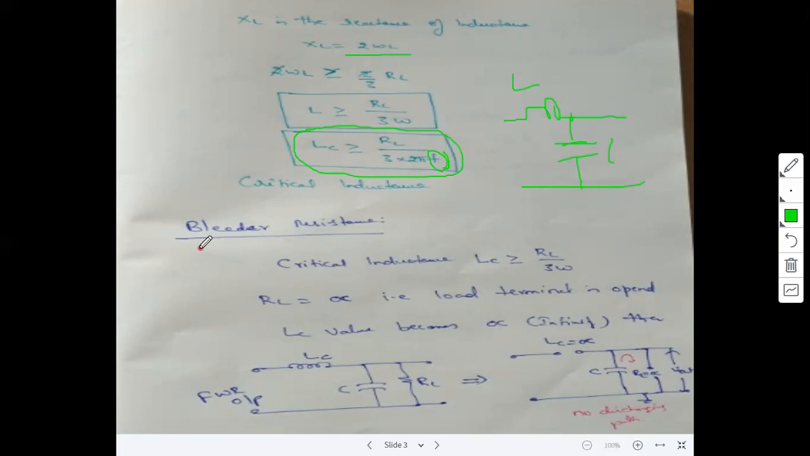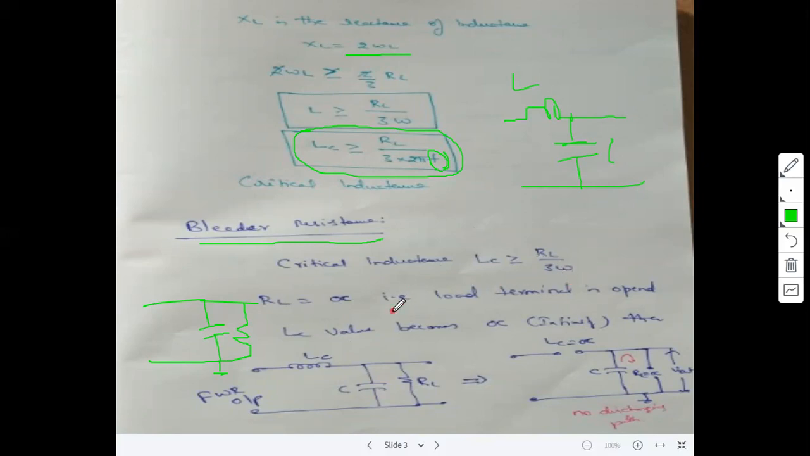Okay, there is another subtopic in filters, that is the bleeder resistance. Consider the same LC filter here, or this concept can be applied to a simple capacitor filter connected to the load as well. Here consider the inductor and capacitor. This is the critical inductance expression we already derived: LC greater than or equal to RL by 3 omega.